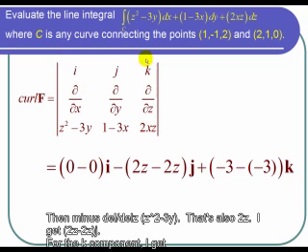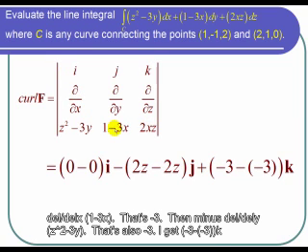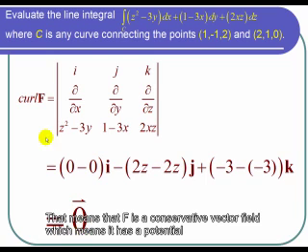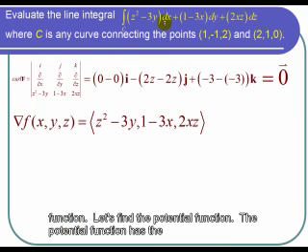And for the k component, I get del over del x of 1 minus 3x, that's negative 3, and then minus del over del y of z squared minus 3y, and that's also negative 3, so I get negative 3 minus negative 3 k. So these all zero out, and I can say that the curl of F is equal to the 0 vector. So that means that F is a conservative vector field, which means it has a potential function. So let's find the potential function.